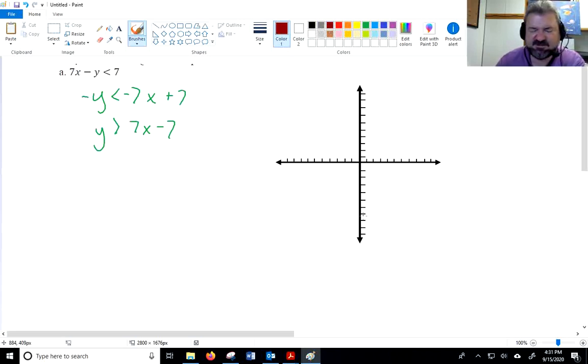So this is going to be a boundary line at -7. And it's going to have a slope of 7. Wow, that's pretty steep, right? There we go. Okay, pretty steep line. It says y is greater than. That means I need to shade up above.